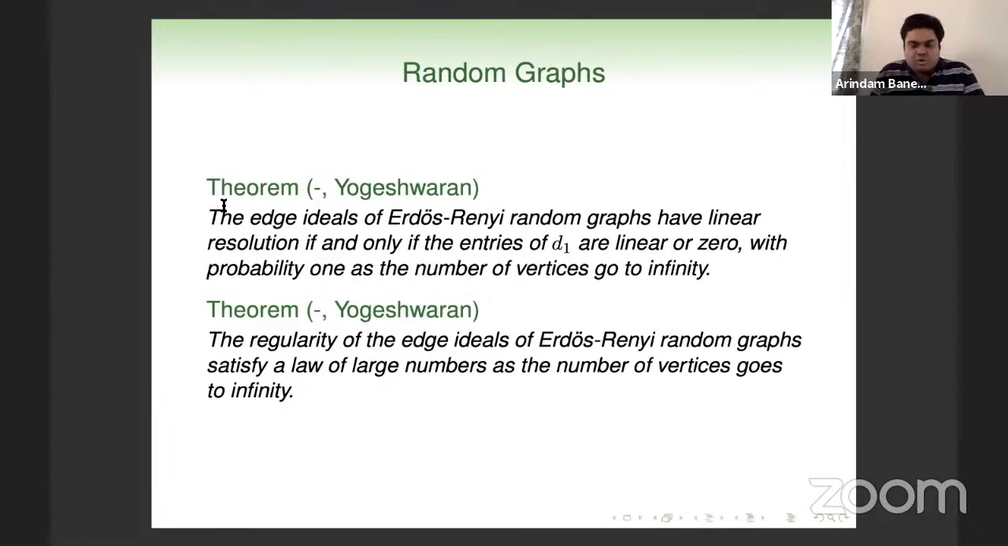That's what we could prove: that this Nevo-Peeva conjecture becomes redundant, and the regularity satisfies some kind of law of large numbers. And of course, this is just the tip of the iceberg, we hope, and there are lots of things one can possibly explore in this area, which brings together probability, algebra, as well as combinatorics. Thank you. I end here.